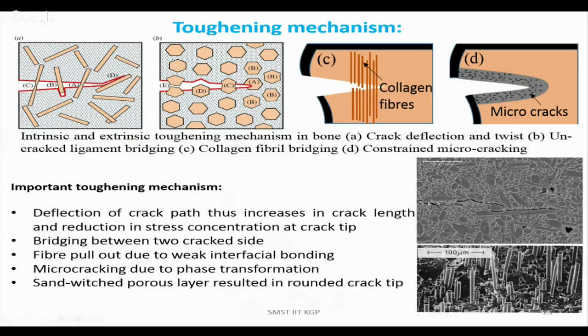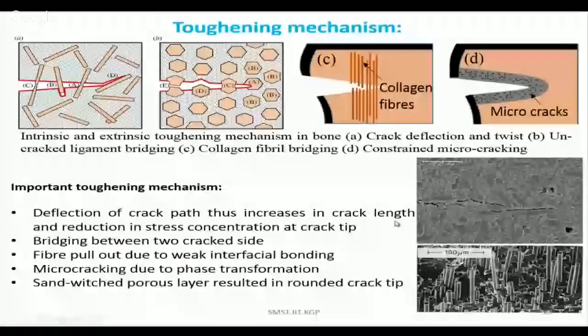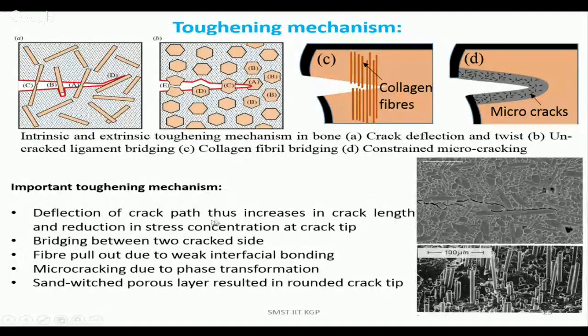So this is one of the mechanisms. Deflection of the crack path thus increases the crack length. If you can deflect the crack path, then it has to travel a longer length, so eventually it will take longer to reach the edge, and only then will the material fail. Similarly, as the crack deflects, there is a reduction in stress concentration at the crack tip.